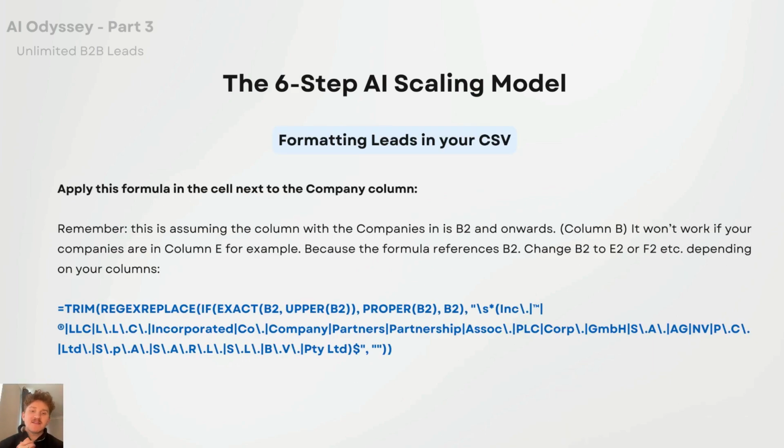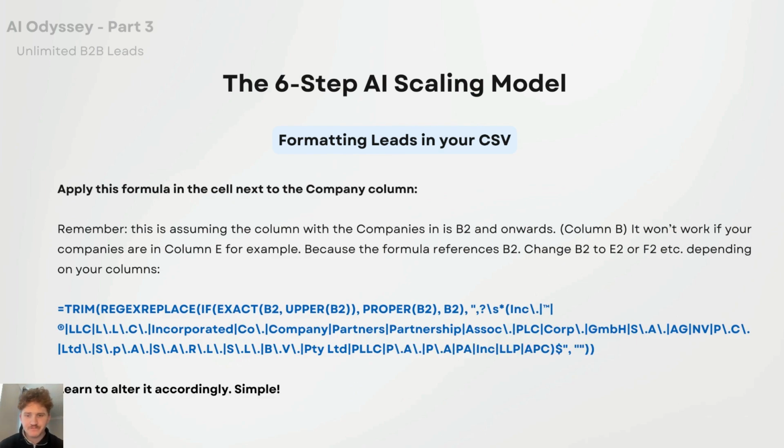So, formatting leads in your CSV. You can apply this formula in the cell next to the company column. Now remember, this is assuming that the column with the companies in your sheet is B2 and onwards, because column B is mentioned inside the formula below. Because the formula references B2, change B2 to E2, etc., depending on where your companies are in the columns.